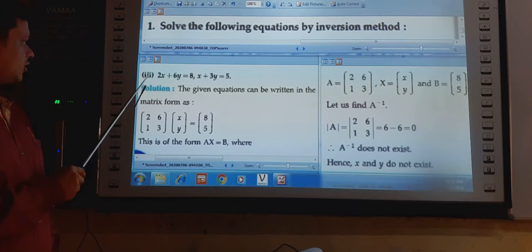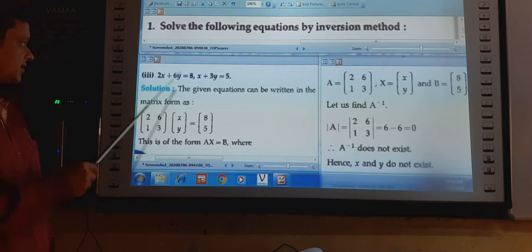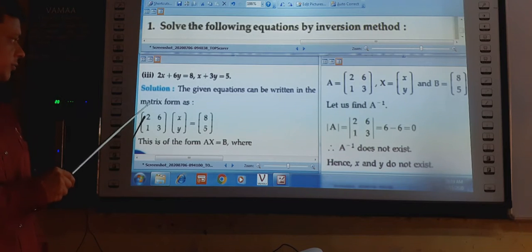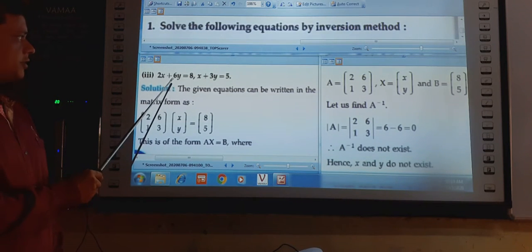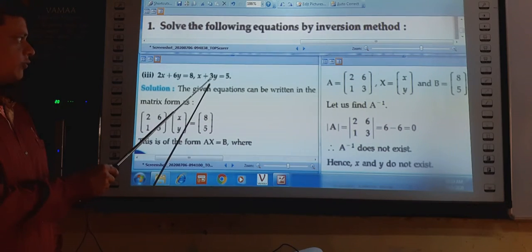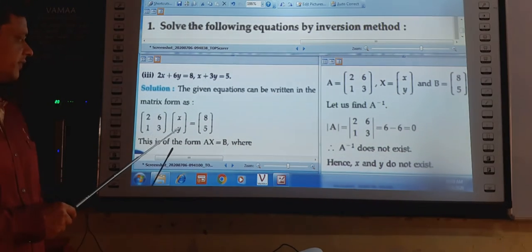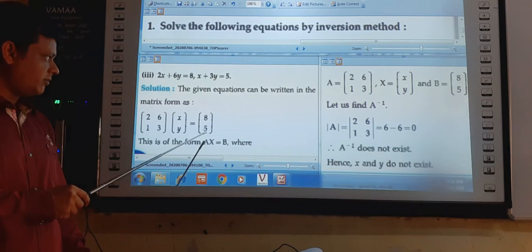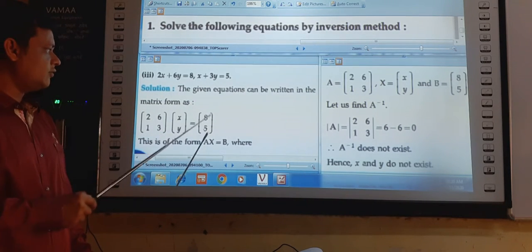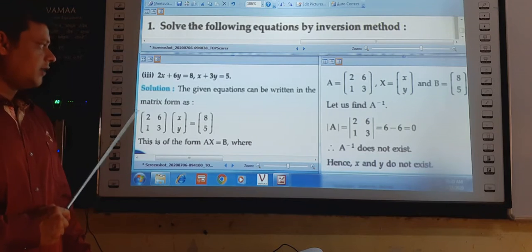The coefficient of x is 2, and here the coefficient of x is 1. In the first column we write the coefficients of x, and in the second column we write the coefficients of y. The coefficient of y is 6, and the coefficient of y is 3. So we write 6, 3. This is the variable matrix and this is the constant matrix. The constants are 8 and 5. The variables are x and y.